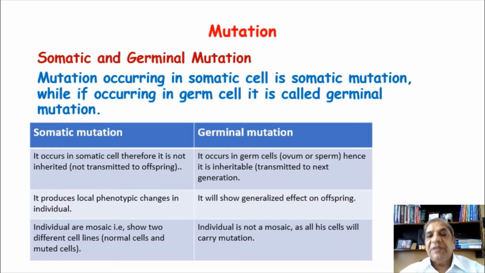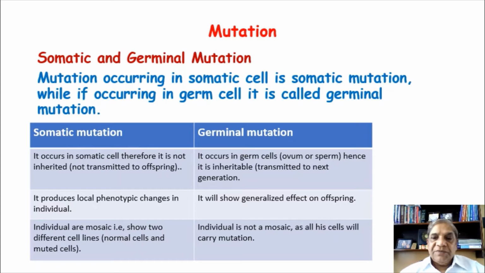It will thus have a generalized effect in us, because each and every cell has that effect. On the other hand, the somatic mutation has an effect only in that organ where it has occurred, but the other organs or other parts of the body are normal, they have the normal somatic cells, right?